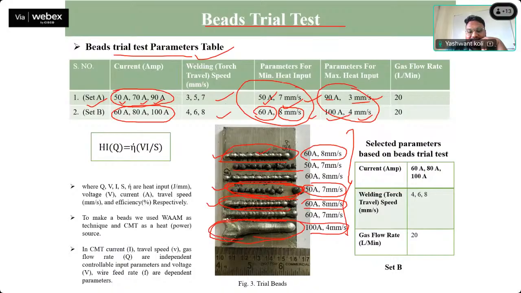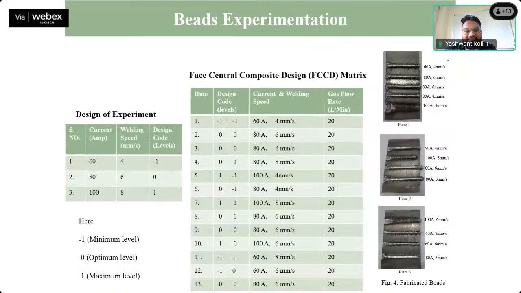So you can see the width of the bead, and you can see here. So by increasing the current and decreasing the welding speed, you can achieve higher heat input as per the formula, because if the welding speed is decreased and current is increased, the heat input will increase. So these parameters are found out. Then he has done the bead on plate experiment.